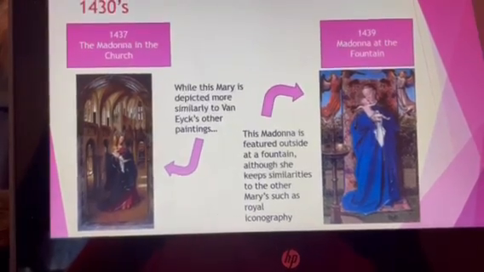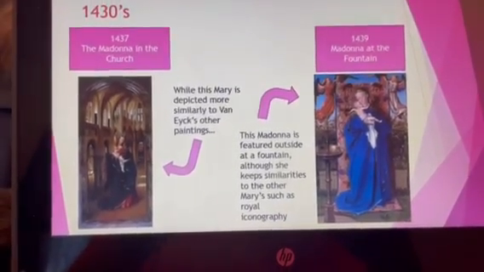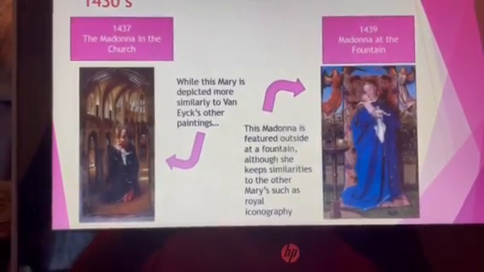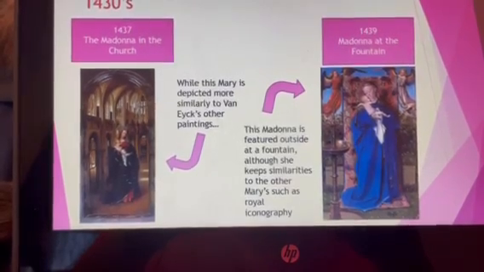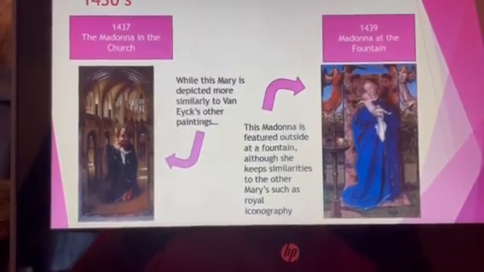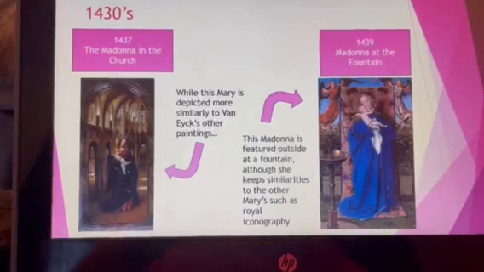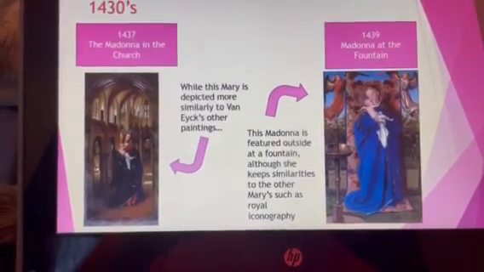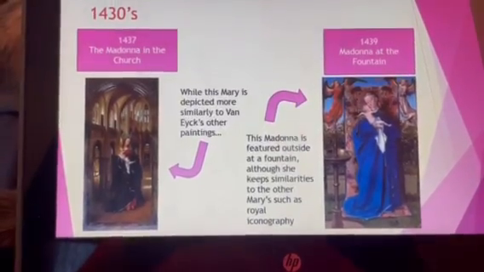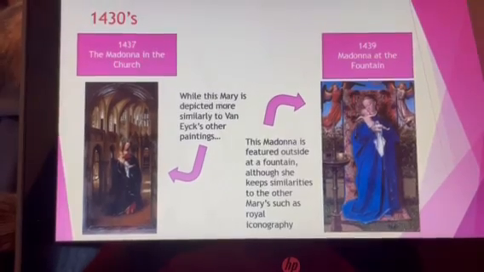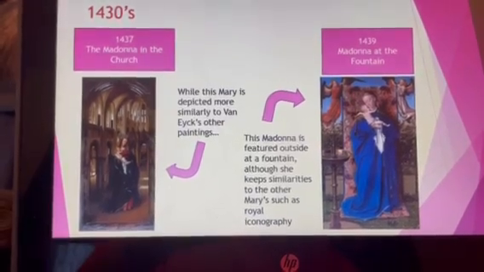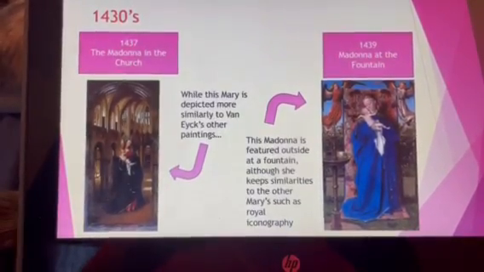In 1437 and 1439, respectively, the Madonna in the church and Madonna at the fountain were painted. While the Mary in the Madonna in the church is depicted similarly to Van Eyck's other paintings, her crown, gown, baby, and the architecture behind her, the Madonna at the fountain is featured outside at a fountain, although she keeps other similarities to other Madonnas in Van Eyck's works, such as the royal iconography, the golden fountains, and the angels behind her. However, she is depicted outside with a blue dress.